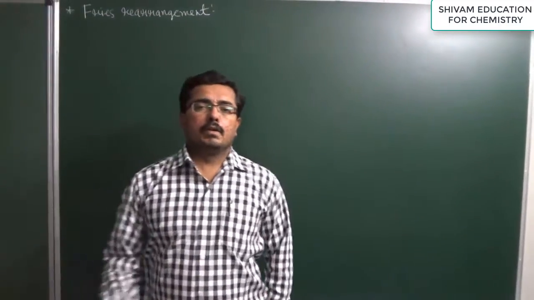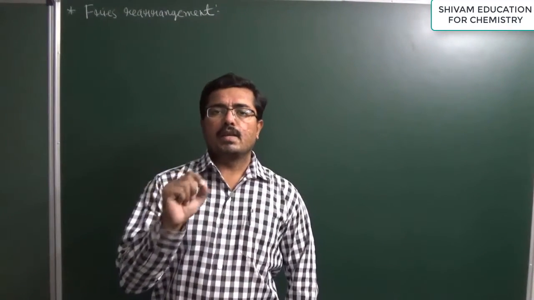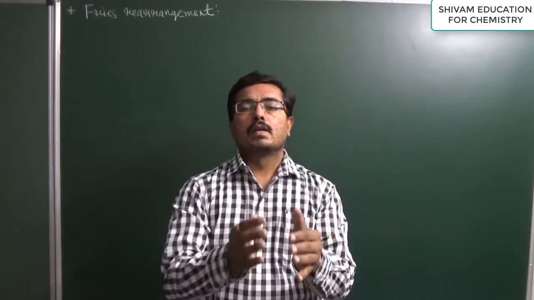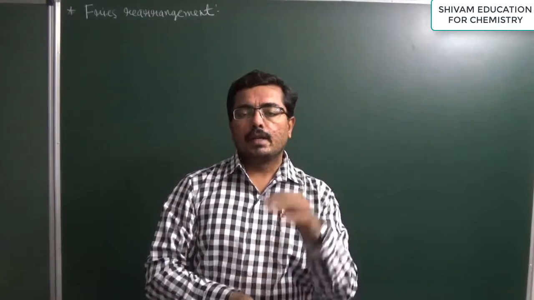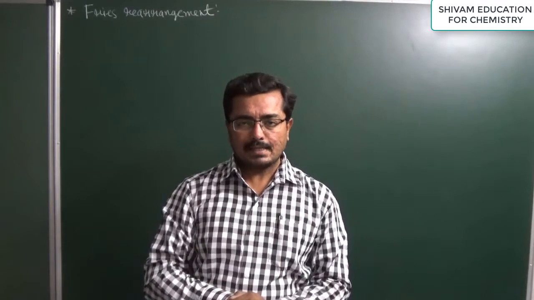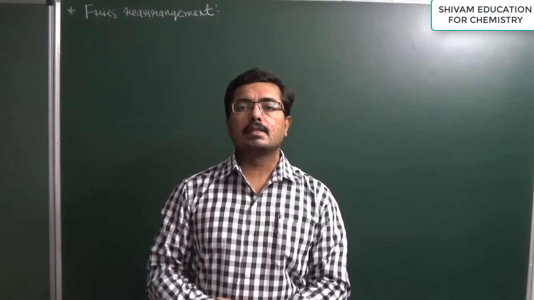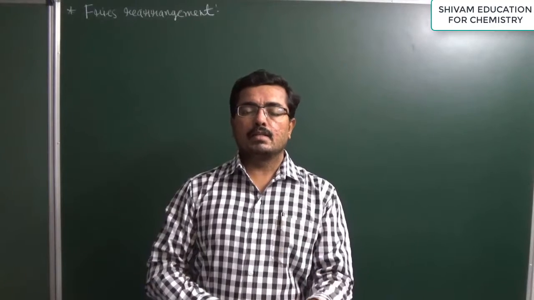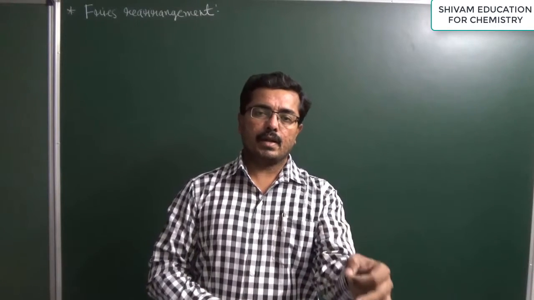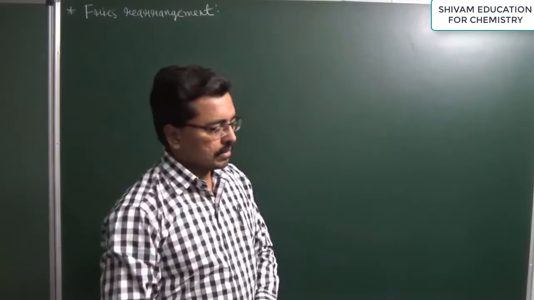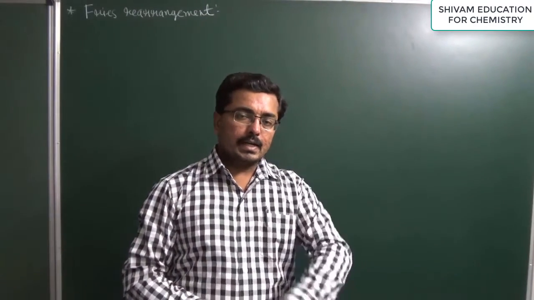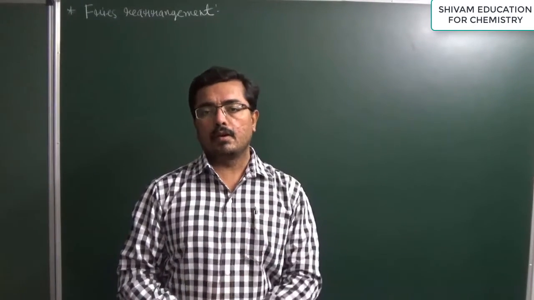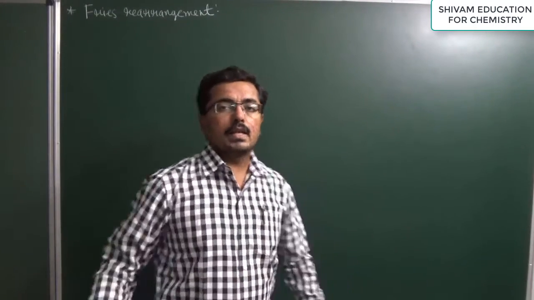Hello students, in today's lecture we will discuss Fries rearrangement reaction. Now the principle of Fries rearrangement reaction: an ester of phenol, when heated in the presence of a Lewis acid like anhydrous AlCl3, gives us a phenolic ketone, and this rearrangement reaction is known as Fries rearrangement reaction. So whenever an ester of phenol is heated in the presence of a Lewis acid, we get a hydroxy ketone or phenolic ketone, and this is Fries rearrangement reaction.